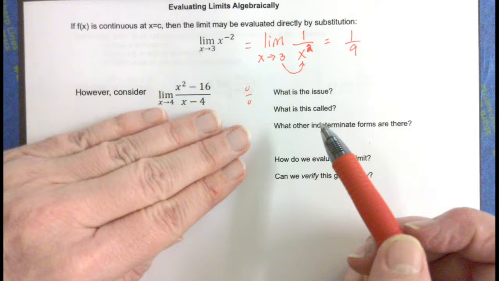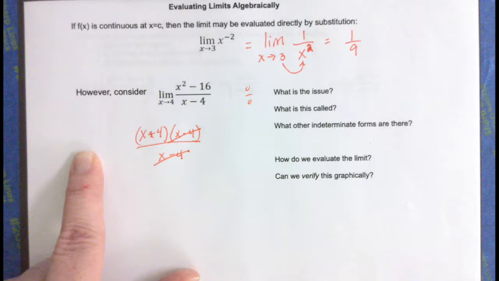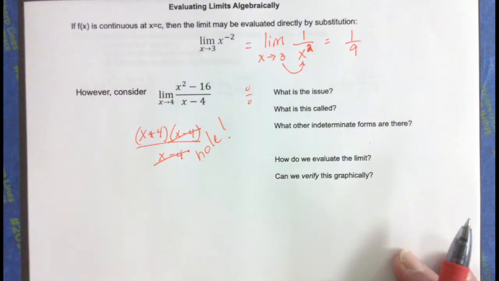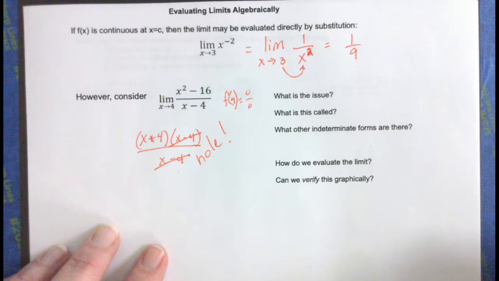But if I do an algebraic manipulation and cancel things out, then I can find the limit as x approaches 4 by just plugging this in. What would the limit equal? 8. If you were to graph this, it would be a straight line, literally the line y equals x plus 4, but it would have a hole in it when x equals 4, and by the way, the hole would be at (4, 8).